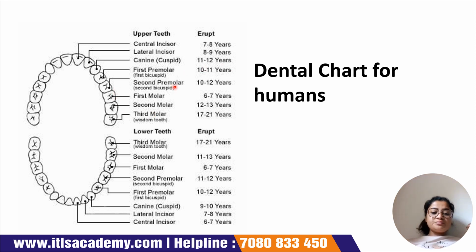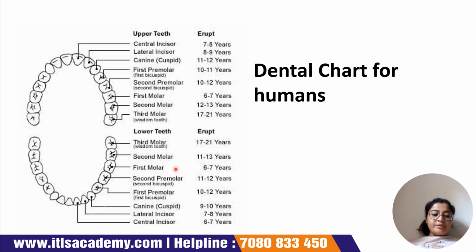Then we have the first premolar, which is also known as the first bicuspid. It will occur at around 10 to 11 years of age. Then we have the second premolar, which is also known as the second bicuspid. It will appear at around 10 to 12 years of age. Then we have the first molar, 6 to 7 years of age. Second molar will come at around 12 to 13 years of age. And the third molar, which is also known as the wisdom tooth, will appear at around 17 to 21 years of age.